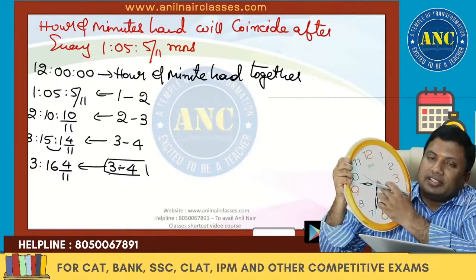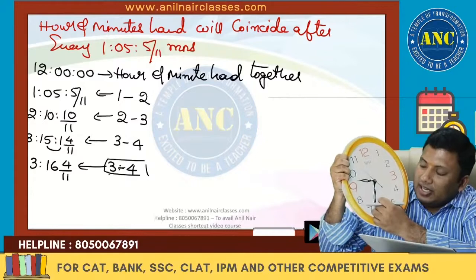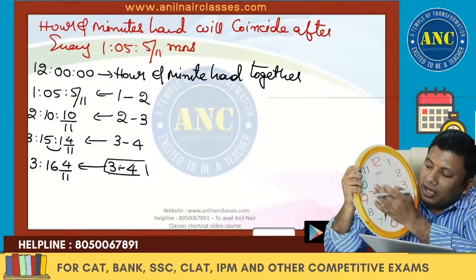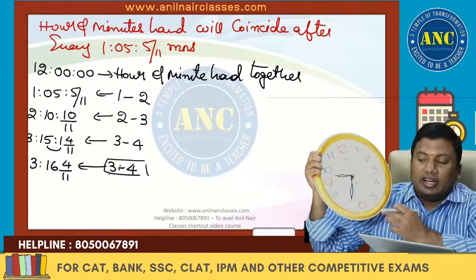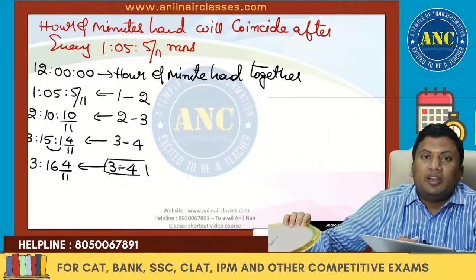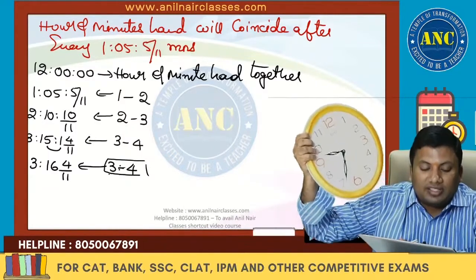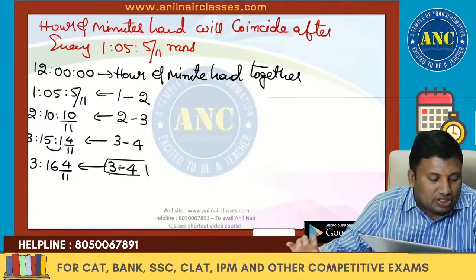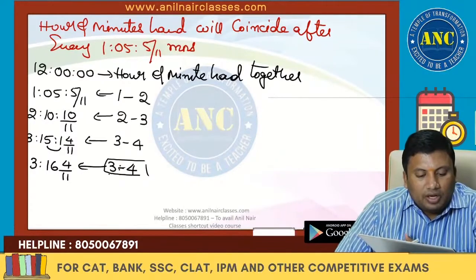9:30. The hour hand is at 9, the minutes hand is at 6. The minutes hand will come and they too will coincide. At what time will they coincide? Between 9 and 10. That also we will see right now. So 3:16 4/11 is the coincidence timing.